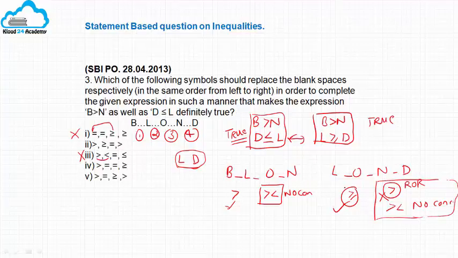So let's check which options give us greater than or equals to in any of these blanks. In the second option, we have greater than or equals to. Yes, but we also have greater than, which we don't want. So this is eliminated. In the fifth option also, we have greater than. We don't want this. So this is also eliminated. So the fourth is the answer.